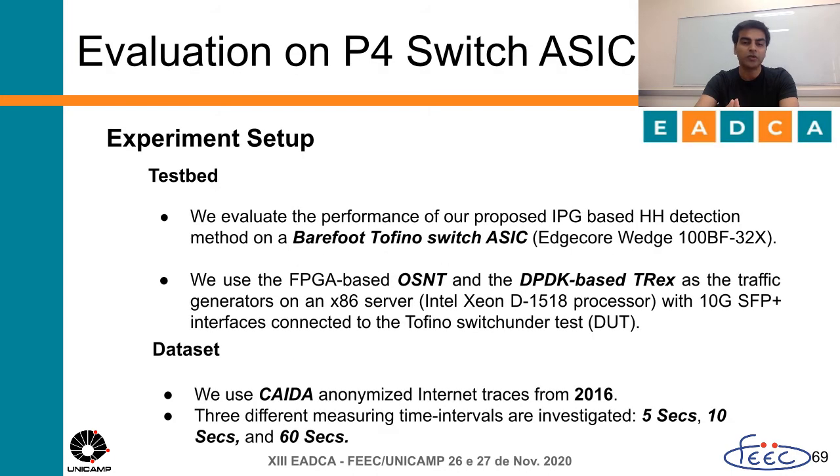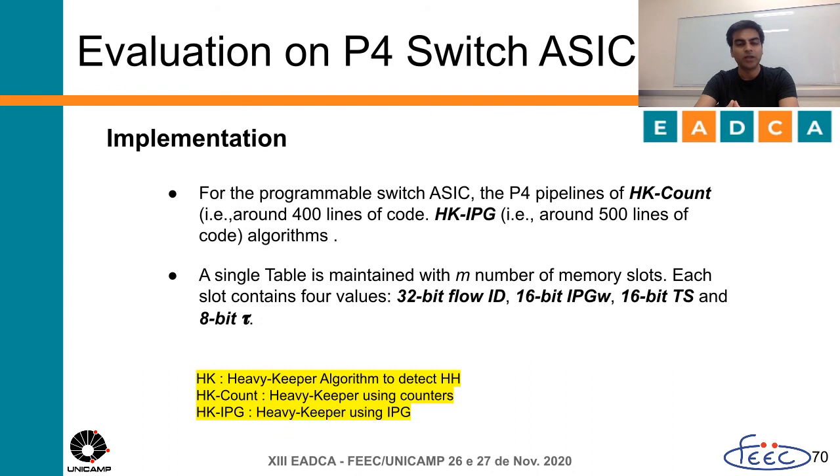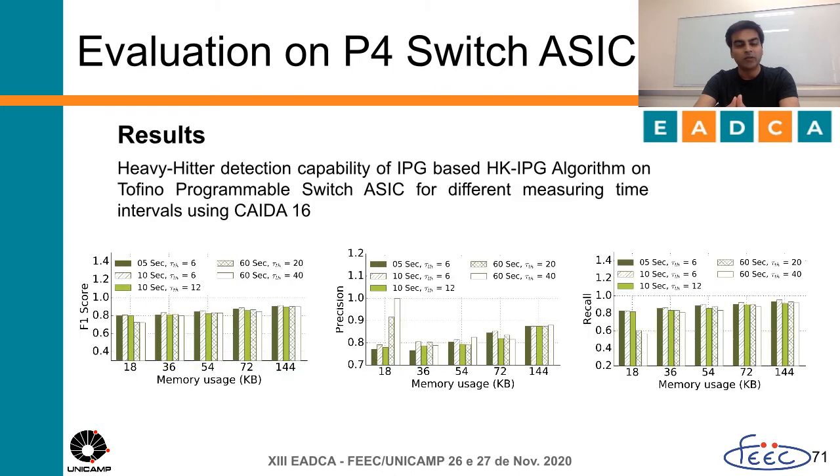For evaluation, we use the Barefoot Tofino switch ASIC and used OSNT and TRex as traffic generators. For the dataset, we use CAIDA 2016 ISP traces and perform tests using 3 different measuring time intervals. We use the HeavyKeeper algorithm, which is based on counters, and we modified it based on our proposed design. Here HK count represents HeavyKeeper based on counters, and HK IPG indicates HeavyKeeper based on interpacket gap. We use 32 bits for flow ID, 16 bits for weighted IPG, 16 bits for timestamp, and 8 bits for the tau metric. For performance evaluation, we use F1 score, precision, and recall metrics.